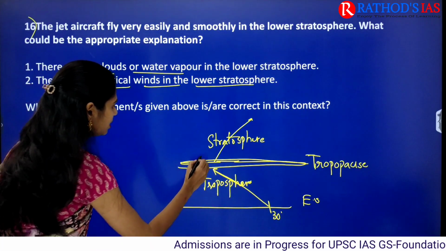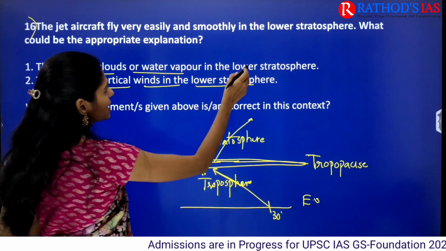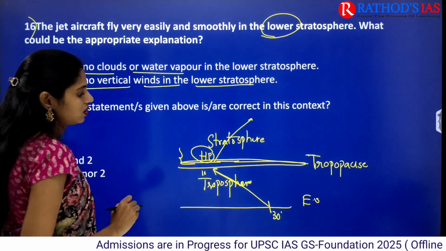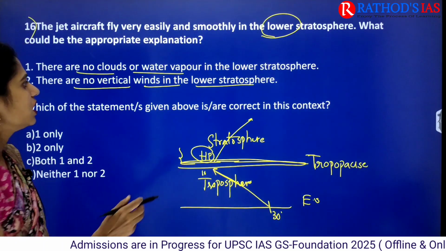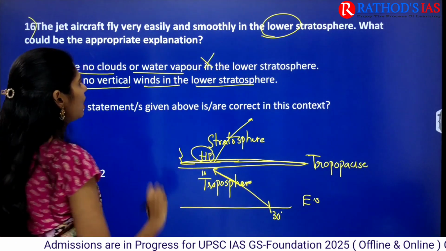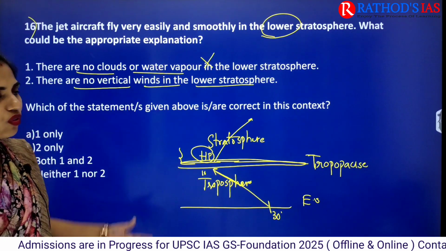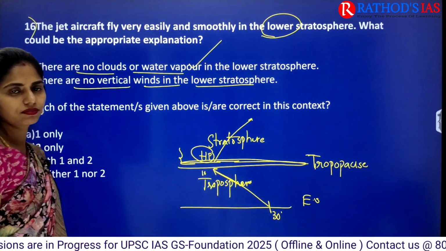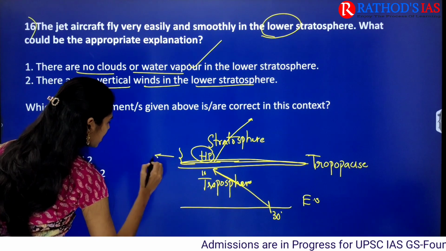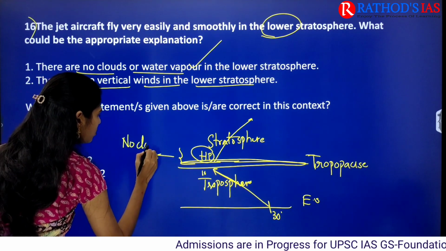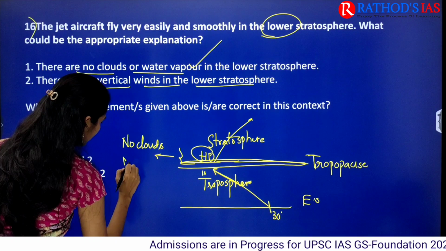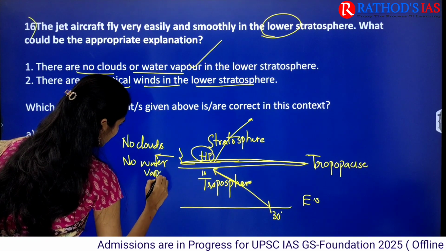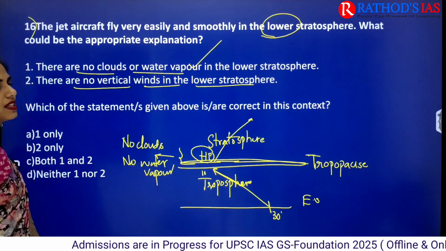Because of this, here we can see high pressure. It is asking about the lower stratosphere, which means in this region we have high pressure. Whenever there is high pressure, there is no formation of clouds and there will be no water vapor, right? So this statement is absolutely correct. In this region there is no cloud formation and no water vapor. So this statement is correct.